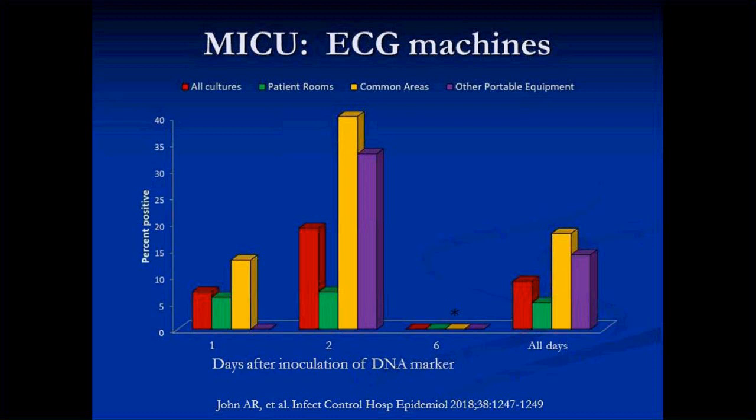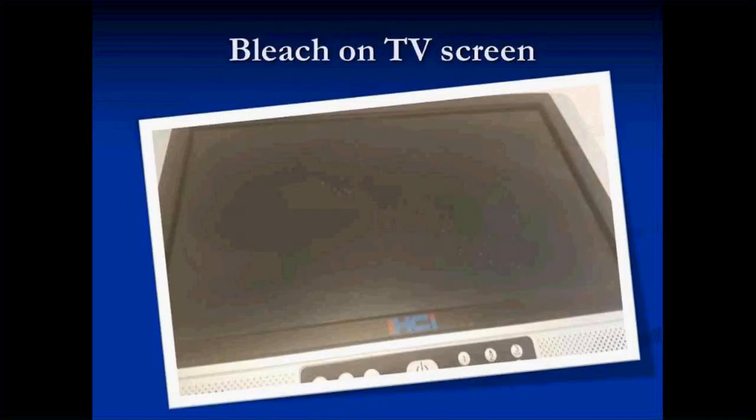It can be spread around the unit. And then on day two, you see even more dissemination. And then something magical happened on day six, where there was no DNA marker anywhere in the ICU. And so we had no idea what had possibly gone on there, but Amrita said she had a suspicion for what had actually happened, because when she went into the unit, there was bleach everywhere.